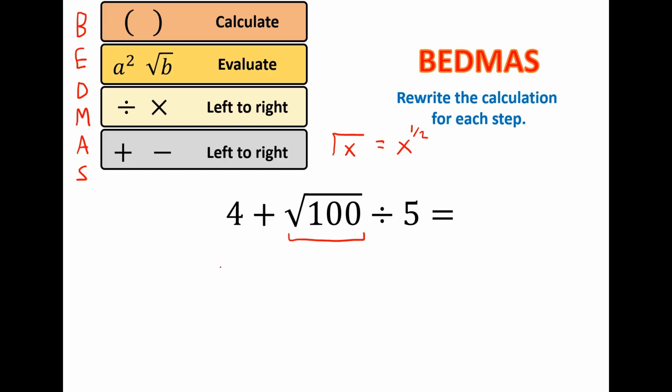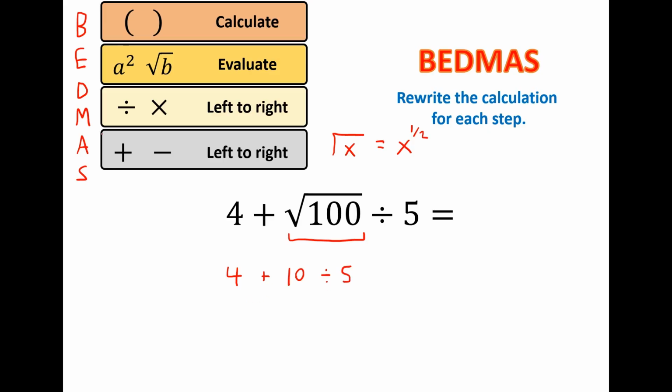What is the square root of 100? So for this one, think about this. What number can multiply by itself to get 100? And the answer should be 10, right? Because 10 times 10 is 100. So we're going to have 4 plus 10 divided by 5.